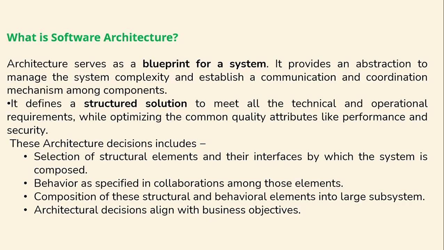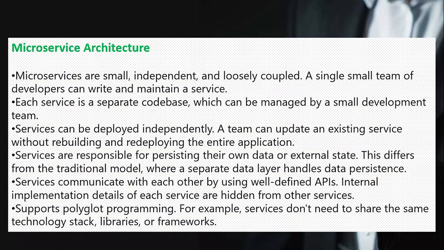Before looking at the microservice architecture, let's understand first what is software architecture. Architecture serves as a blueprint for a system. It provides an abstraction to manage the system complexity and establish a communication and coordination mechanism among components. It defines a structured solution to meet all the technical and operational requirements while optimizing the common quality attributes like performance and security. These architecture decisions include the selection of structural elements and their interface by which the system is composed, behavior as specified in collaboration among those elements, composition of these structural and behavioral elements into larger system, architectural decisions aligning with the business objectives.